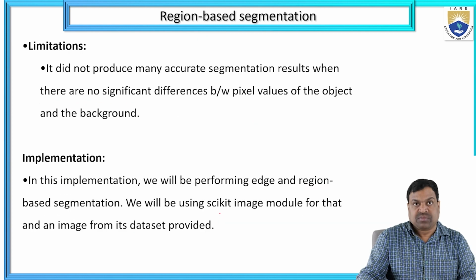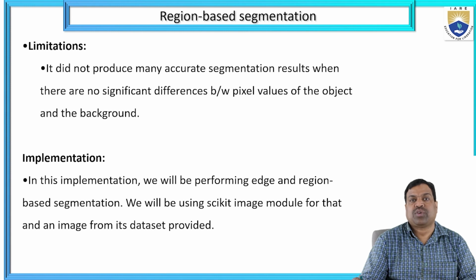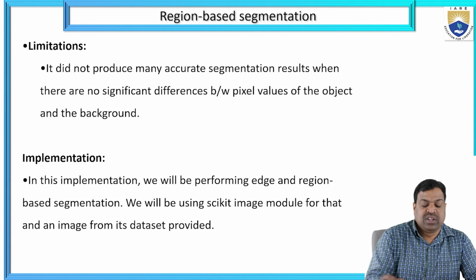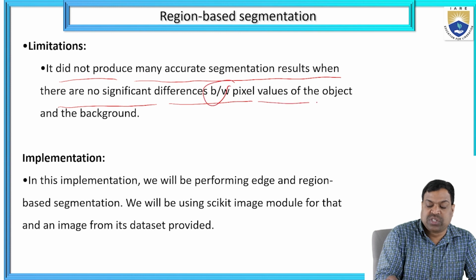Okay. So what are the limitations? It does not produce very accurate segmentation results when there are no significant differences between pixel values of the object and the background. In this implementation, we will be performing edge and region-based segmentation. We will be using the skimage module for that, and an image from its provided dataset.